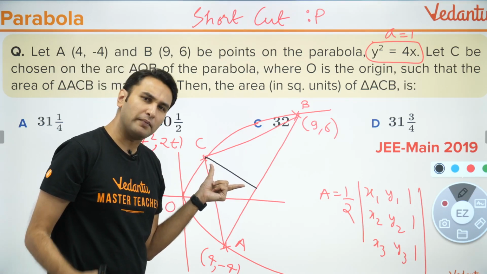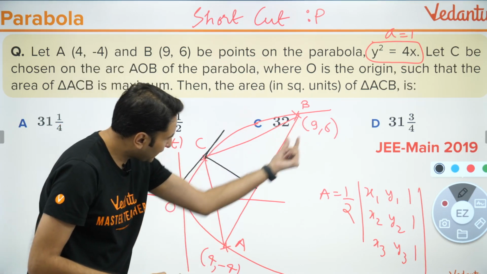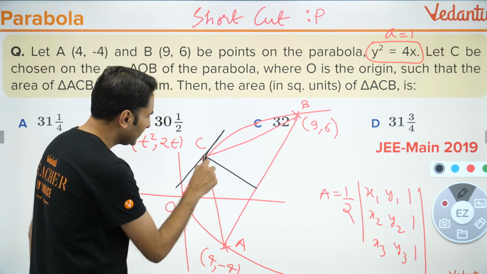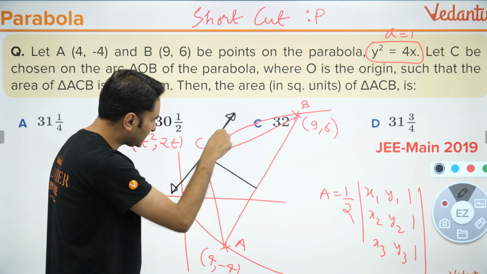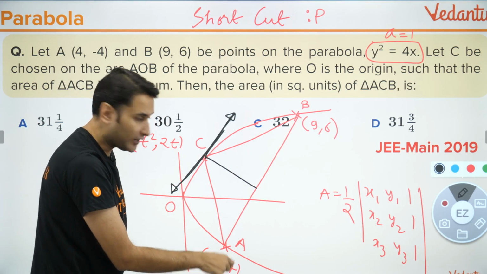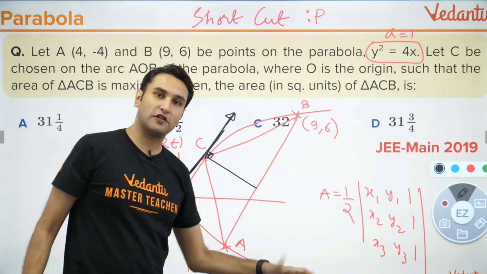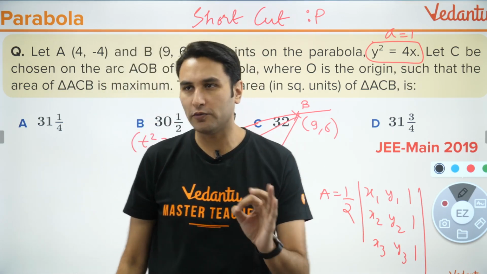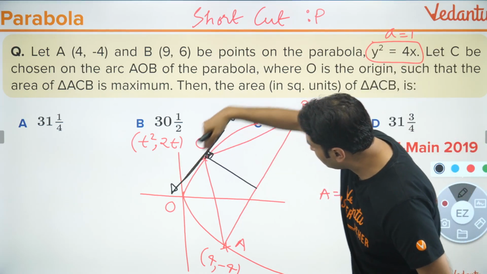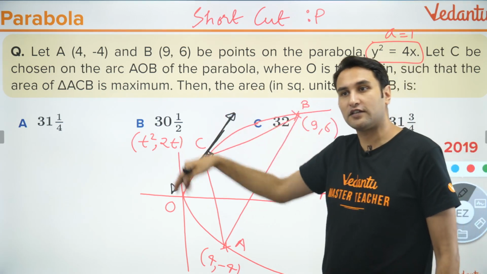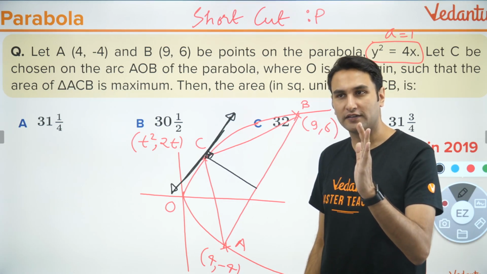So when is C at the maximum distance away from AB? When the tangent at C is actually parallel to AB. Are you getting the sense? If the tangent at C is parallel to AB, or this line is like a normal at the point C, then C will be farthest away from AB. Are you getting me, yes or no? How many of you can visualize this? For C to be farthest away from AB, if the tangent at C is parallel to AB, then it will be farthest away.